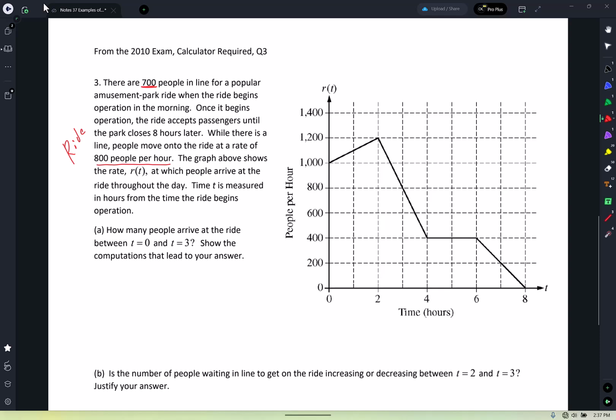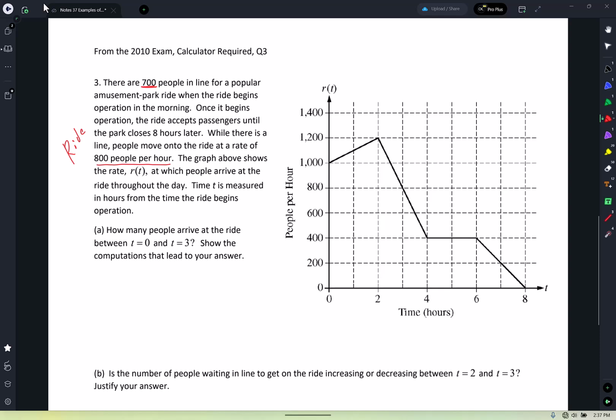Okay. Sorry, guys. Let's get our thoughts together in order. Look what it says: while there is a line, people move onto the ride at a rate of 800 people per hour. So that's how fast people are getting into the ride. So maybe I shouldn't say ride in, because immediately after that they tell us this. The graph to the right shows the rate R of t at which people arrive at the ride. So this is the amount of people that are arriving at the ride. And this is the amount of people that are getting on the ride.